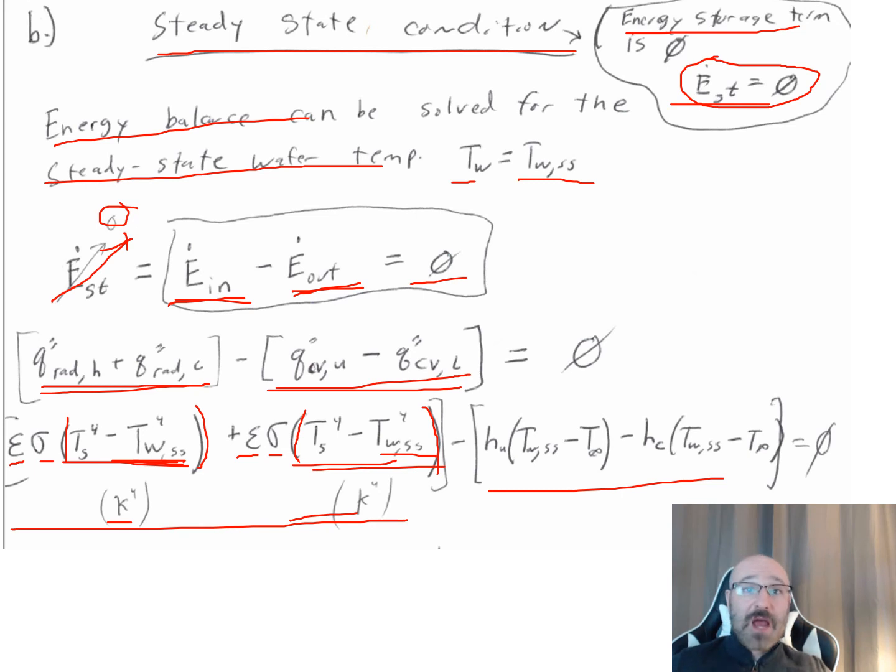Now this is going to be minus our h values times our temperature differences for the hot and the cold zone, or upper and lower zone. And we can see, again, this is the temperature of the wafer at steady state that we plug into both of those.